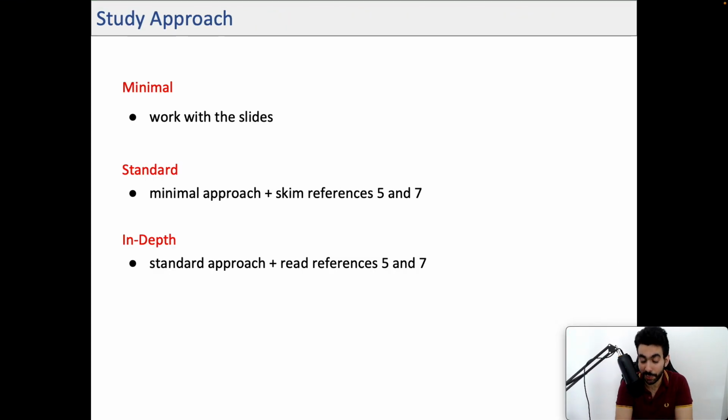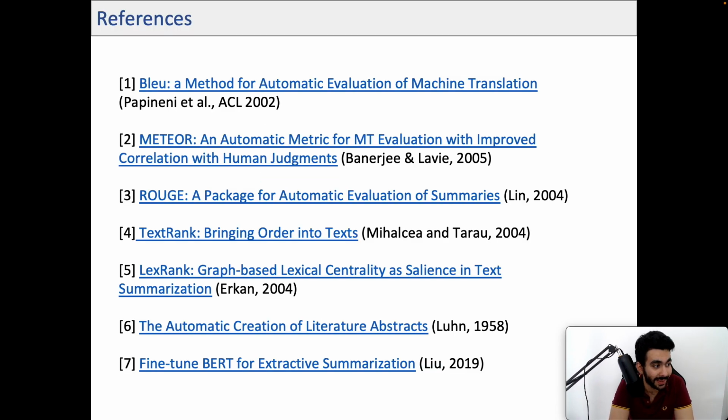A minimal approach would be to work with the slides. A standard approach would be skimming references 5 and 7. And an in-depth approach would be going through the slides and reading references 5 and 7, which are denoted here, 5 being LexRank, because more or less it covers TextRank plus the additions that they did for LexRank, taking into account the semantic-based characteristics. And 7 being fine-tuning BERT for extractive summarization.